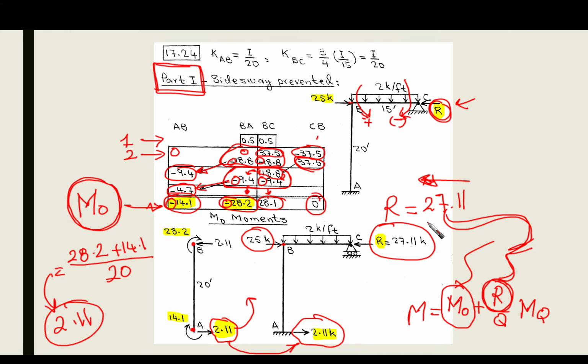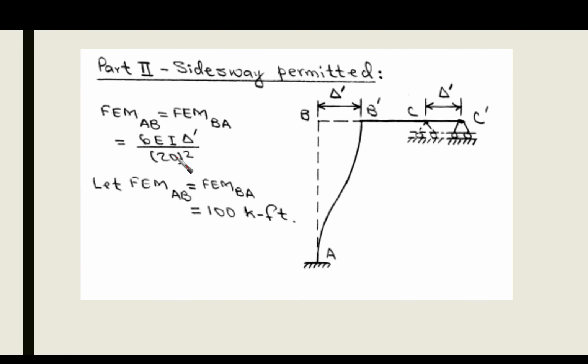Okay, now let's go to the next part. Now we have obtained M node and R. Now let's go for Q and MQ. Q and MQ are going to be obtained by part 2. What is part 2?